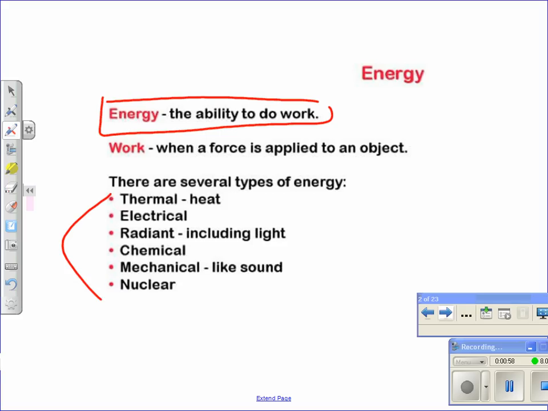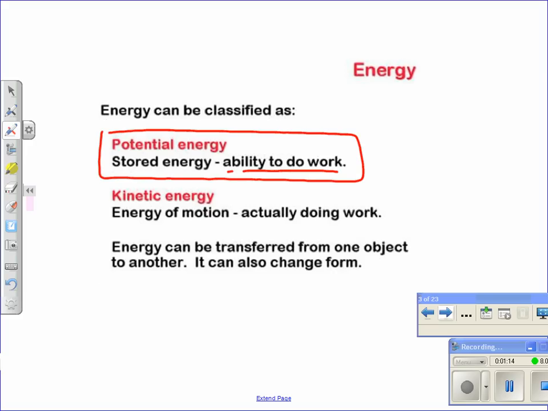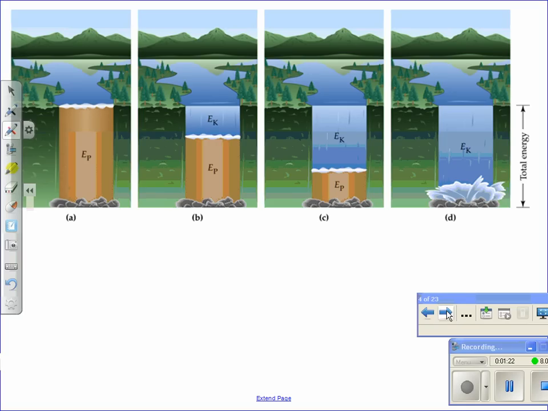There are all different kinds of energy that you've learned about in your different science classes. This chapter is going to focus on thermal energy, or heat energy. That's really what we talk about. There are two different types of energy. There's potential energy, which is stored energy, the ability to do work, and kinetic energy, which is actually doing work. So potential energy is stored energy. Kinetic energy is the energy of movement.